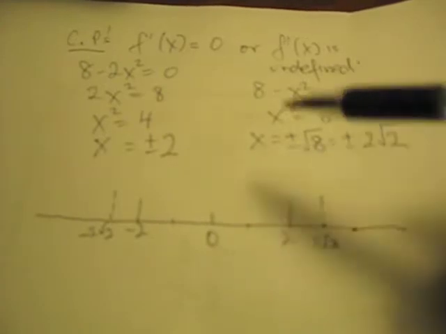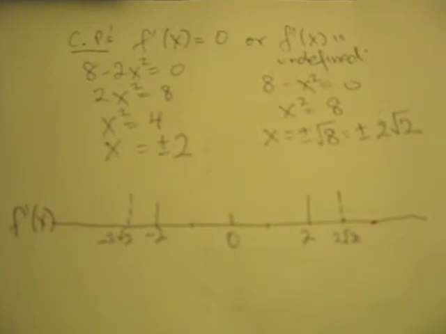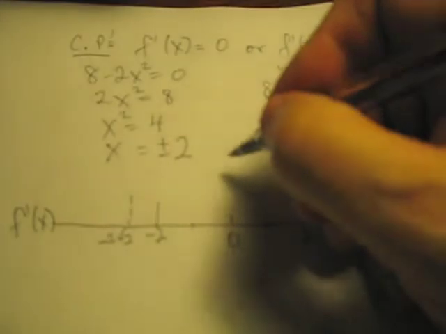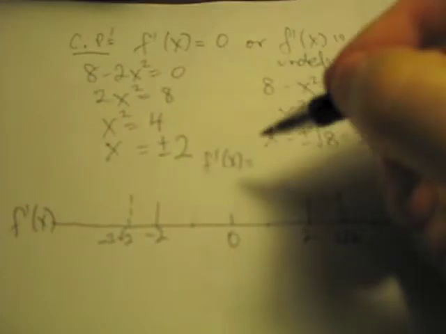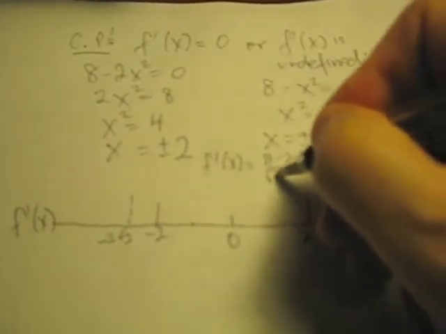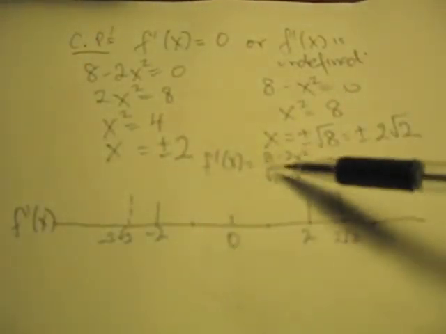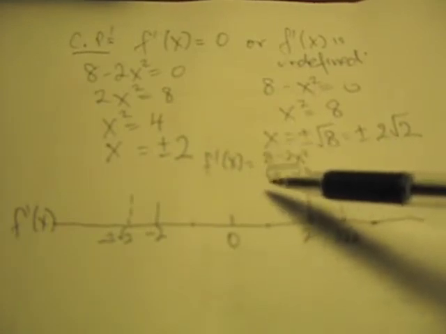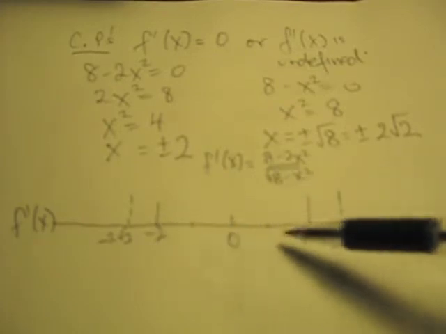Now we're looking at the derivative here, so always keep in mind that we're looking at the derivative f dash of x. I've just put that on the end of the line there to remind myself that this is the derivative we're looking at. Remember that the derivative was 8 minus 2x squared over the square root of 8 minus x squared. The reason I've got that is because I now want to look at whether the sign is positive or negative for values inside these intervals.